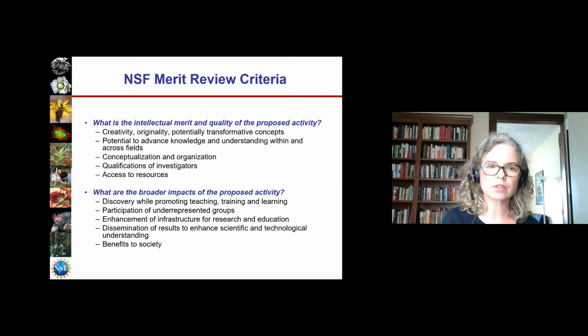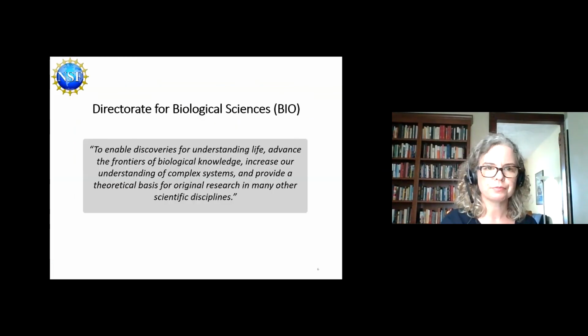But we're also concerned about broader impacts, so making sure that people beyond the specific researchers we're funding benefit from the research. And this can take a wide array of forms, and I'll let the GRFP program officers talk a little bit more about what that means in the context of this type of proposal.